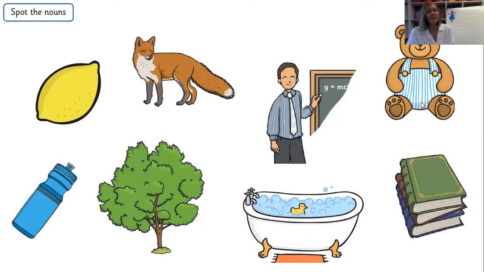Now, I've got lots of things on the screen in front of us, and I've got a person as well. So your task is to have a scrap piece of paper, and you're going to see if you can spot the nouns. So can you name all of the things that you see, and can you name the person that you see? So get your pencil ready, get your piece of paper ready, and you're going to pause the video and see if you can name as many nouns as you can see. Are you ready? Off you go.